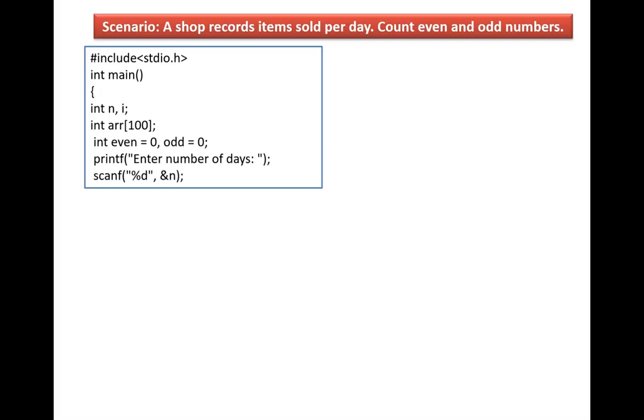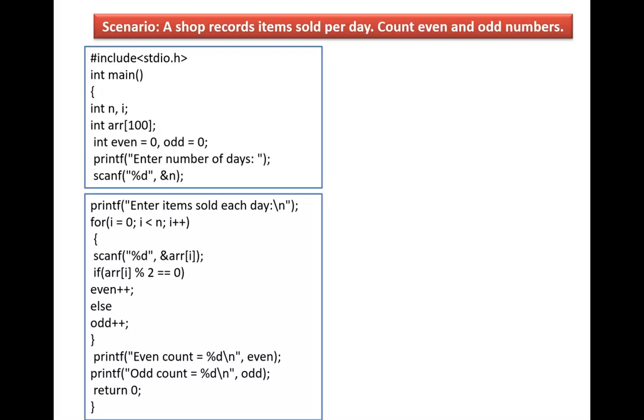It is advisable to see my older videos and then come back, so you will find the reasons why it is initialized to 0. As usual, I ask the user to enter the number of days. N is your number of days. Now, I ask the user to enter the items sold every day. Look, I use a for loop: i equal to 0, i less than n, i plus plus.